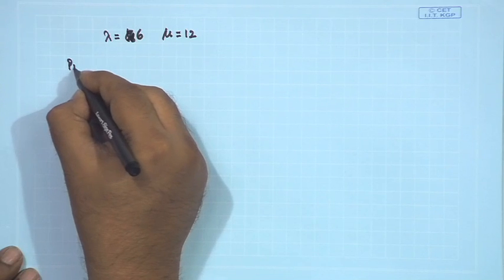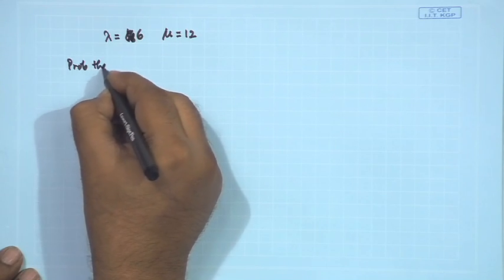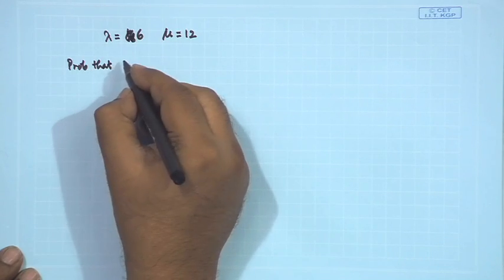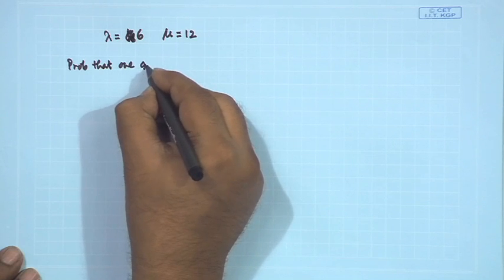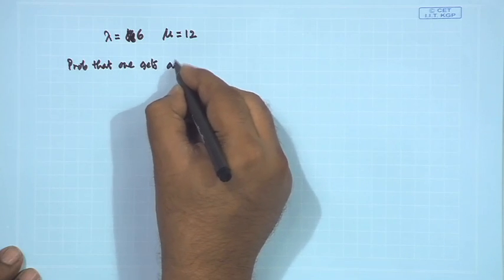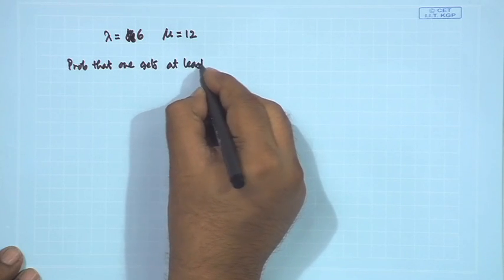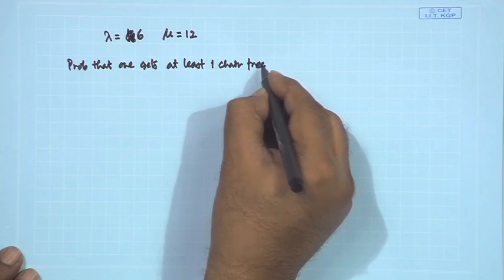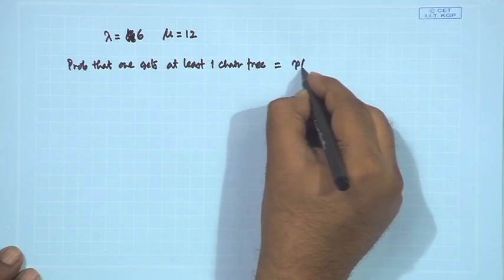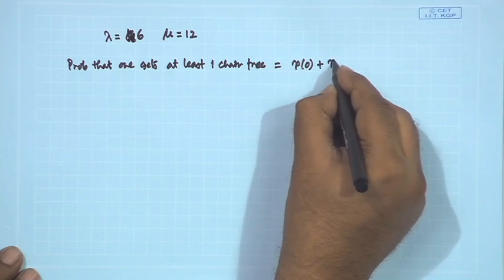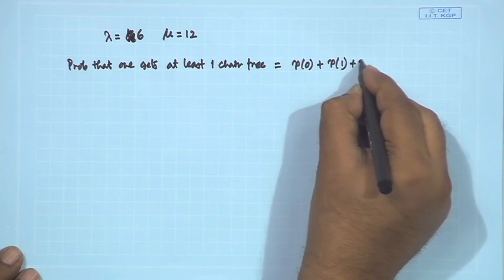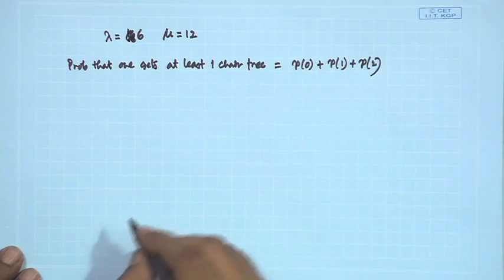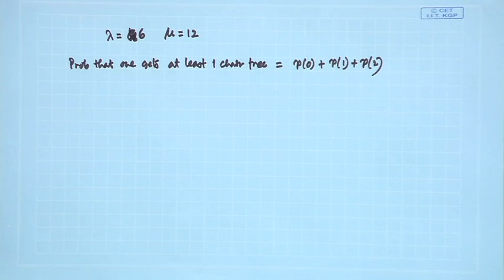probability that you get at least one chair free equal to P0 plus P1 plus P2, right. So, probability that one gets at least one chair free is P0 plus P1 plus P2.